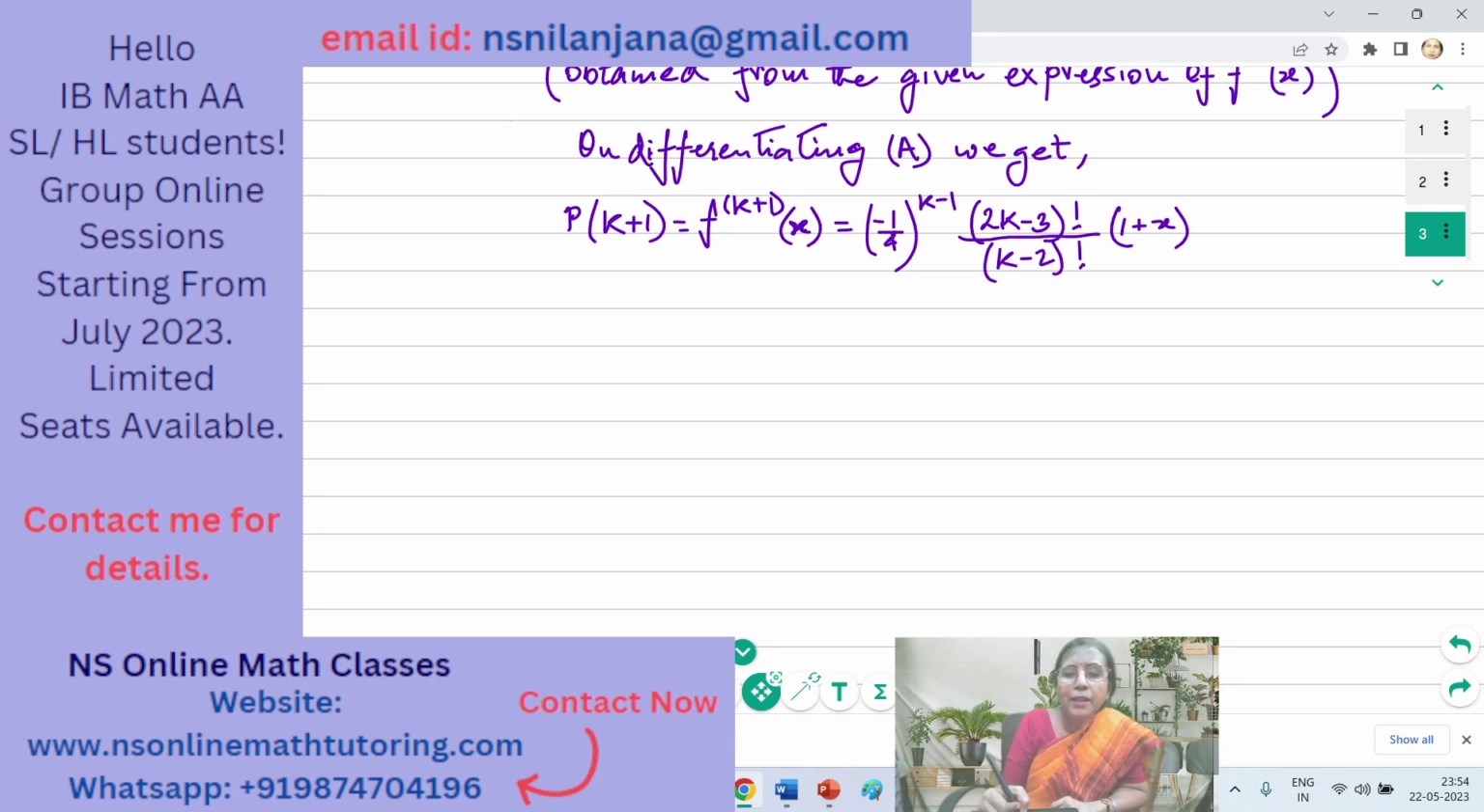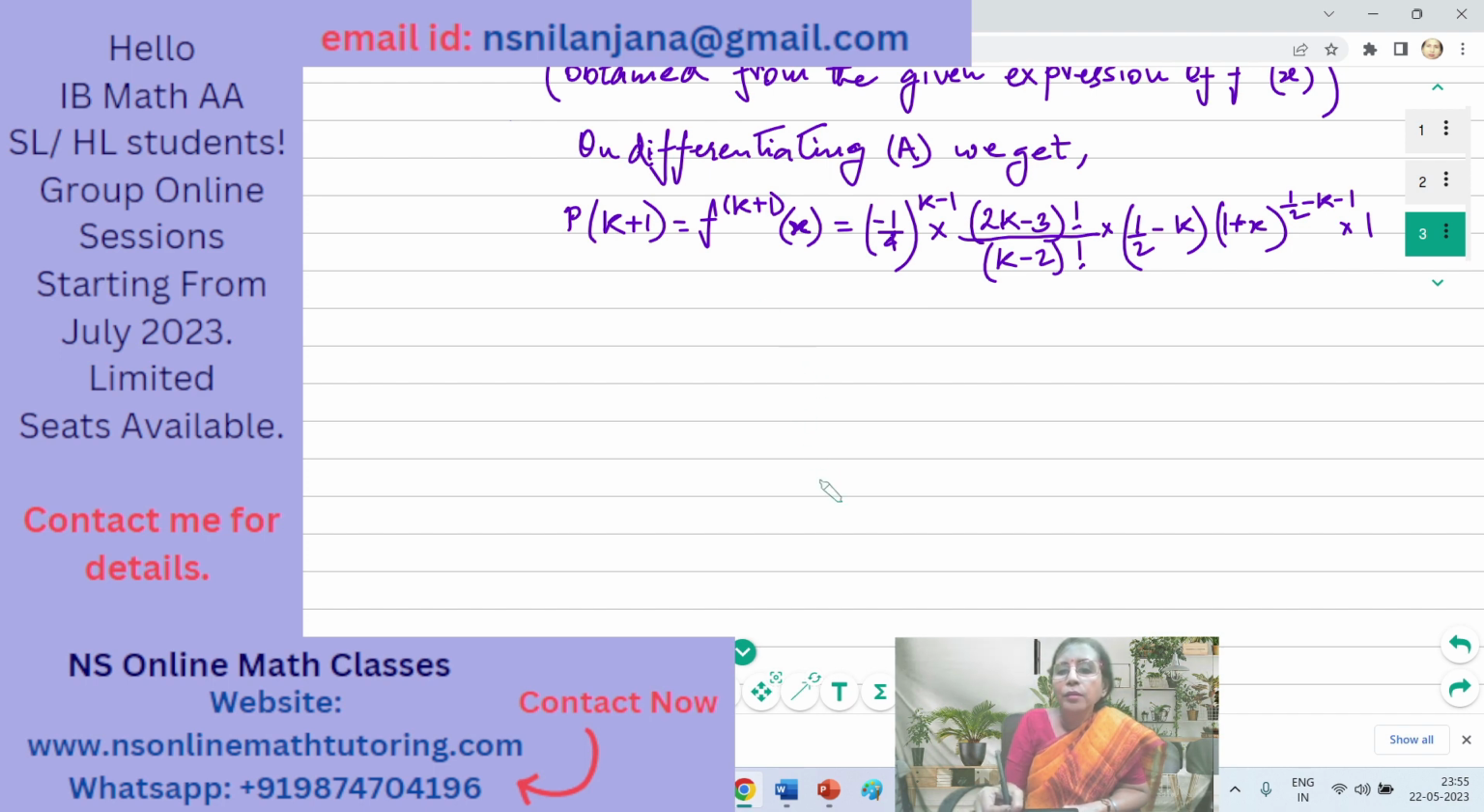But half minus k cannot be written. First of all, half minus k is the power. This part contains x, so I have to bring down the power first of all. Half minus k, all of them are multiplied in fact. Half minus k, and then 1 plus x raised to the power of half minus k minus 1. And on differentiating 1 plus x, we get 1.